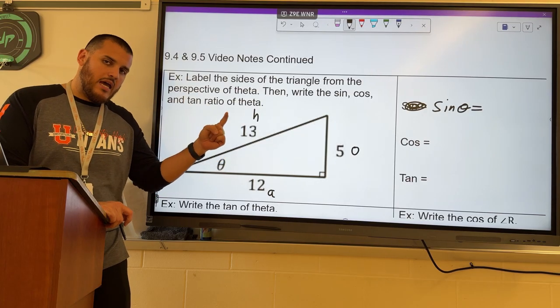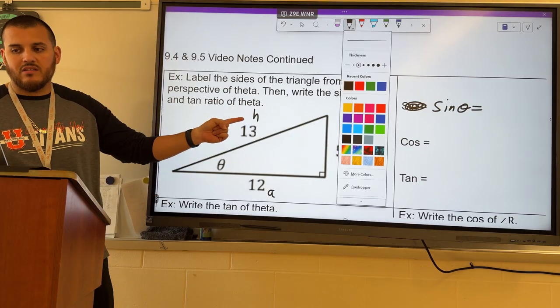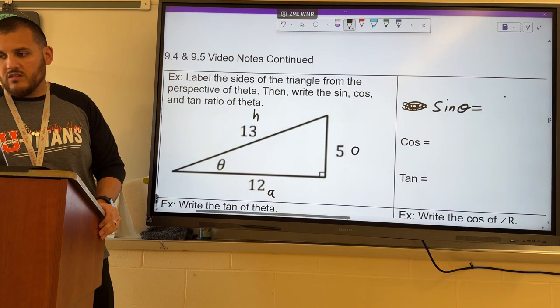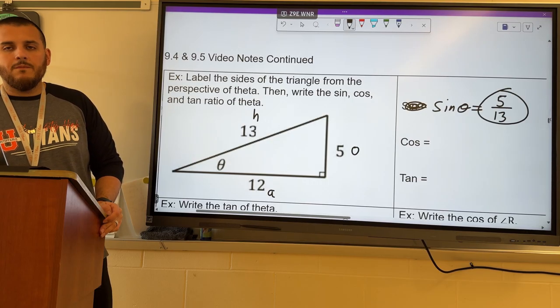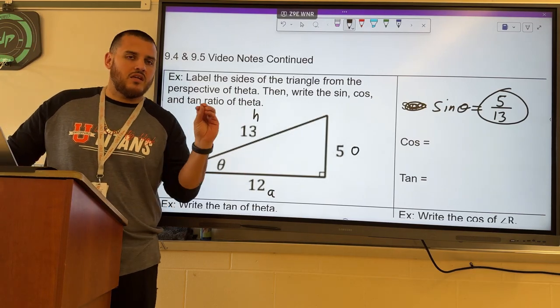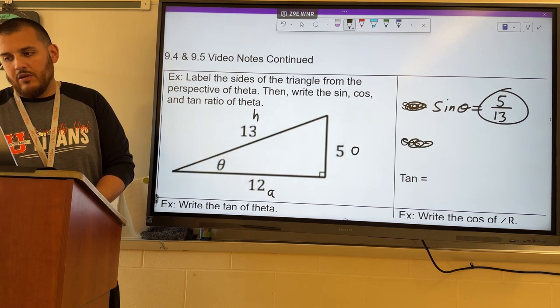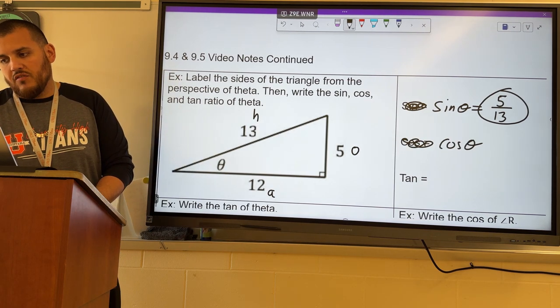Remember, SOHCAHTOA, S-O-H. Sine is opposite over hypotenuse. Well, the opposite is 5. The hypotenuse is 13. So the sine ratio of theta is 5 over 13. Okay, it's this simple here at beginning stages. We just need to master being able to write these ratios. So now we have the cosine of theta.